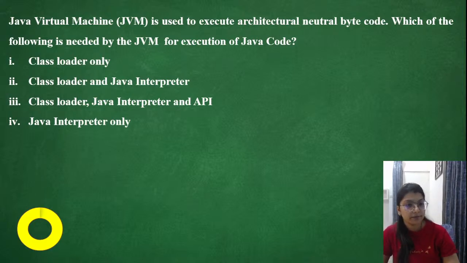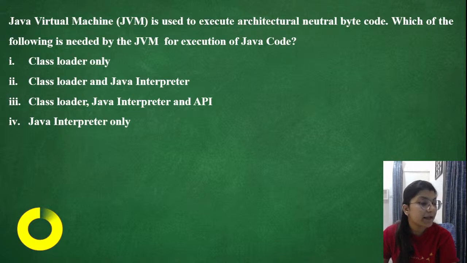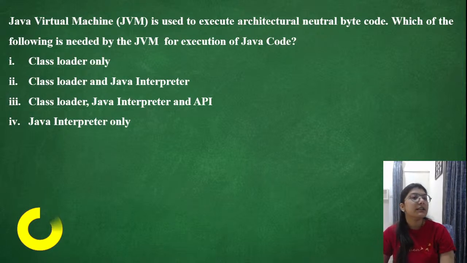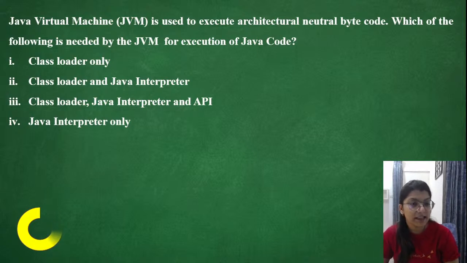Try this one also. Class loader only, class loader and Java interpreter, class loader, Java interpreter and API, or Java interpreter only. So for executing the byte code, what things will JVM require for the execution of the Java code? It is a simple question.